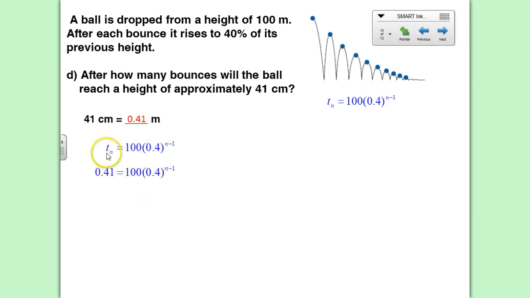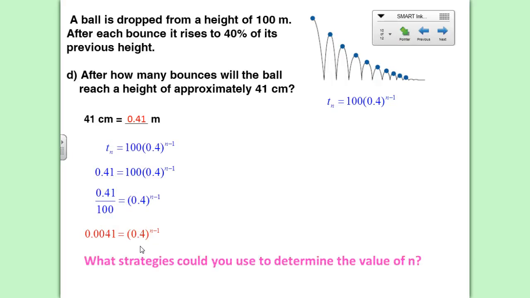We have t to n is equal to 100 times 0.4 to the n minus 1. And now, when we substitute that in there, we've got a formula that looks like that because the final term we want is 0.41. And if we were to solve this for our question, we now end up just dividing both sides by 100, and we're trying to get at n, and that's a problem. What strategies could you use to determine the value of n?